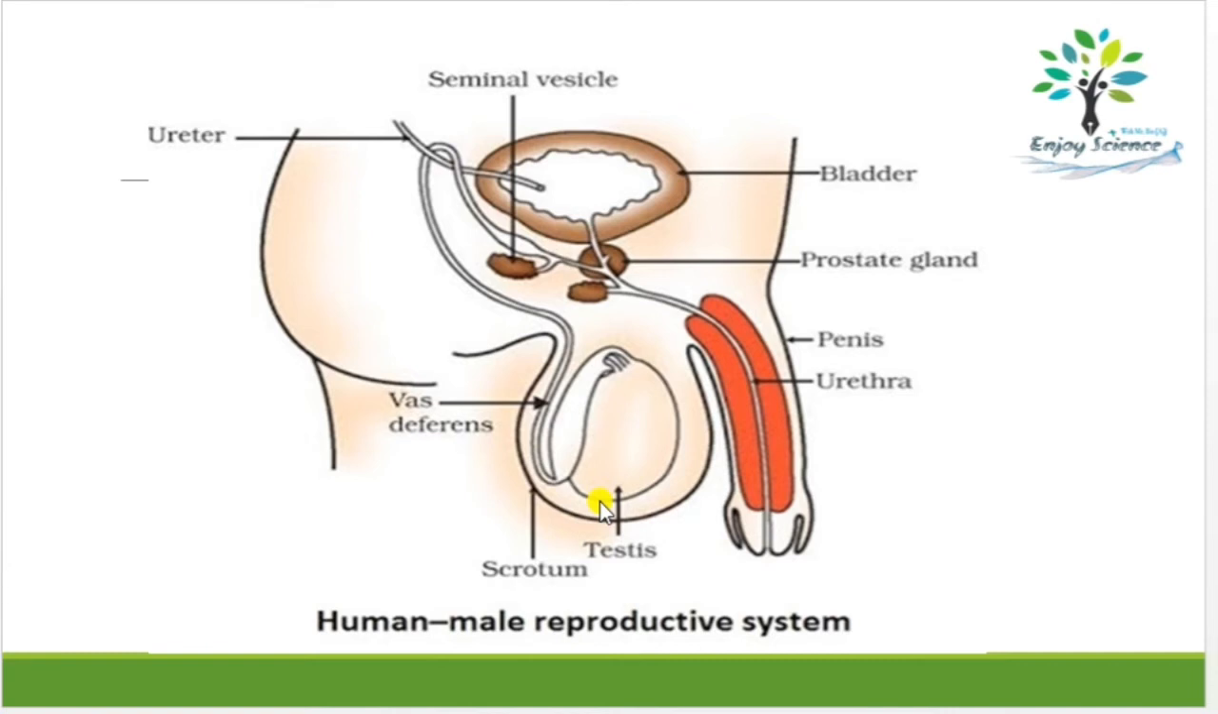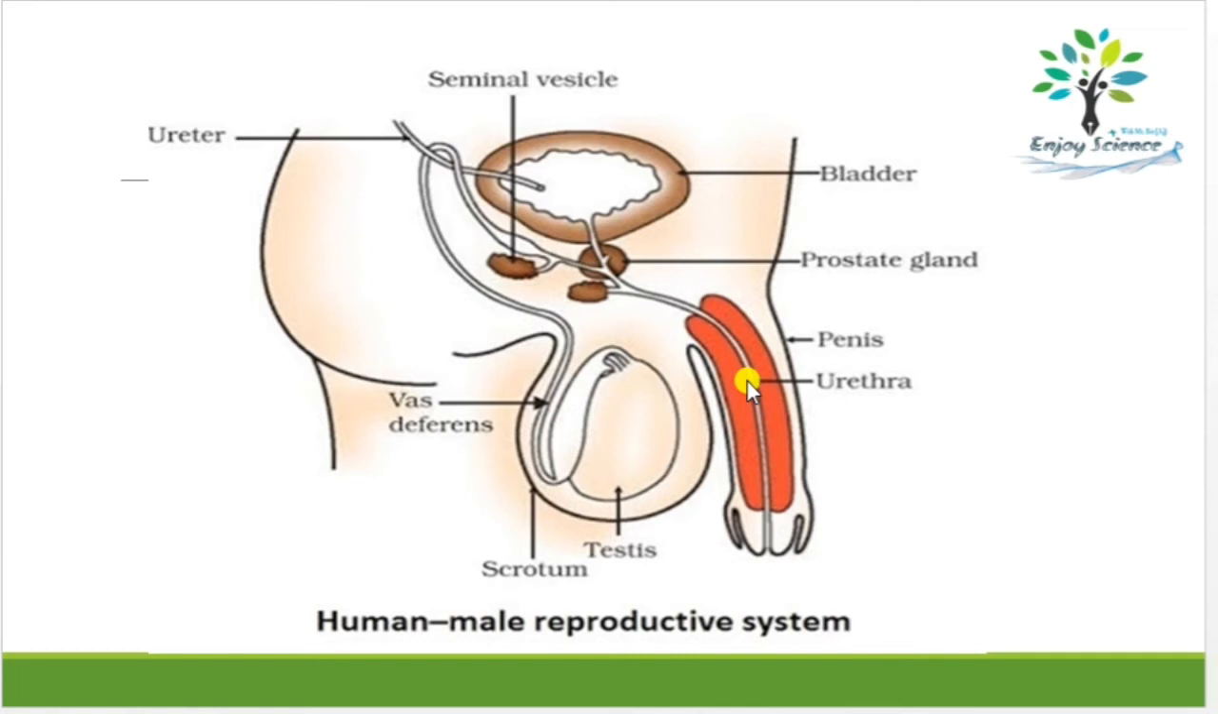The testes lie outside the abdominal cavity of the body, and the reason is that sperm formation requires a lower temperature than the normal body temperature. The sperm formed in the testes come out and go into a coiled tube structure called epididymis. The sperms get stored temporarily in epididymis. From epididymis, the sperms are carried by a long tube called vas deferens, which you can see here. This vas deferens is also called the sperm duct, and it joins with another tube called urethra.